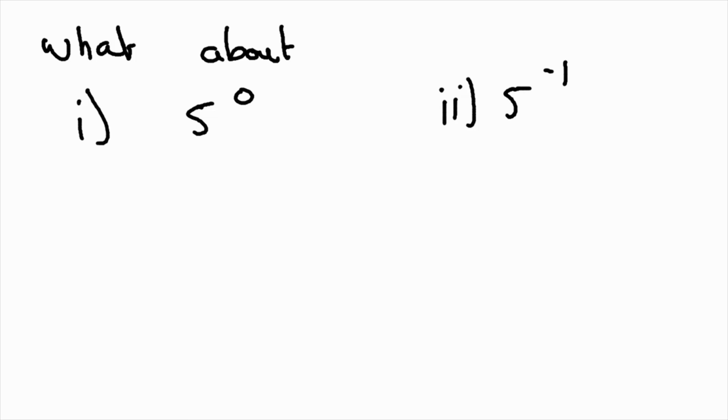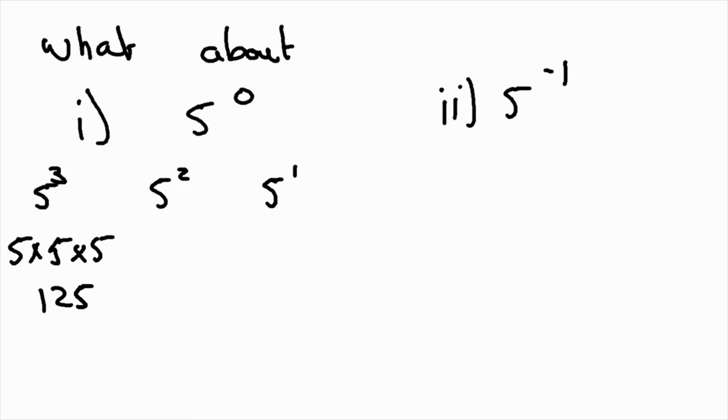So to do this, I'm going to draw out a table. So let's have 5 to the power of 1, 5 to the power of 2, 5 to the power of 3. So what does 5 to the power of 3 mean? Well, that's 5 times 5 times 5. If we work that out, that's 125. Similar thing with 5 squared. 5 multiplied by itself twice, 5 times 5, 25. 5 to the power of 1, well, that's just 5.